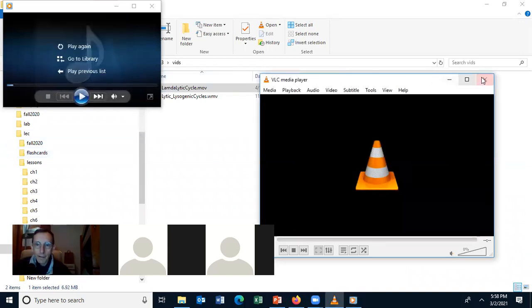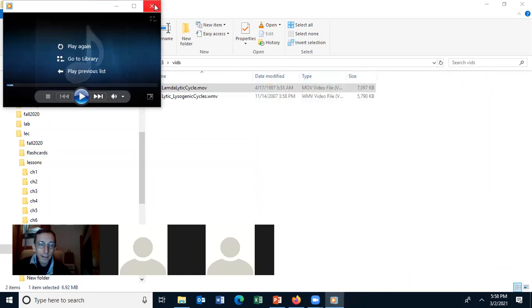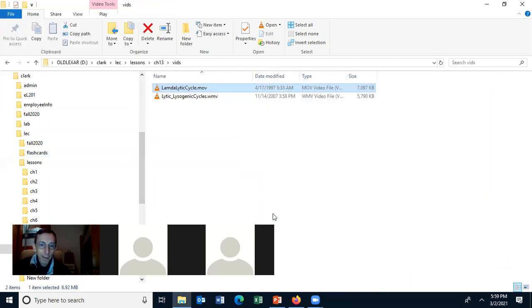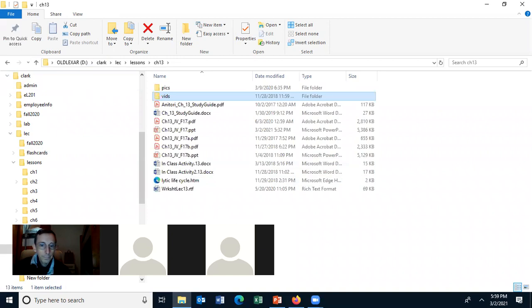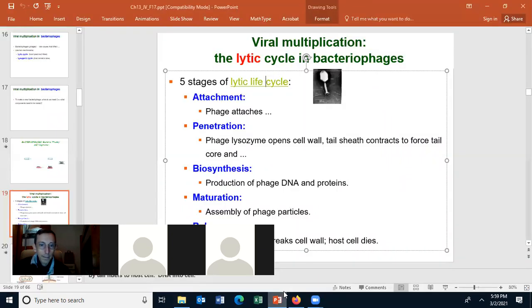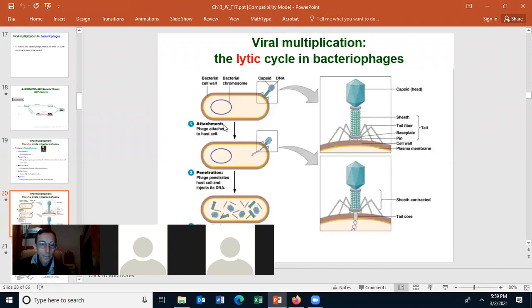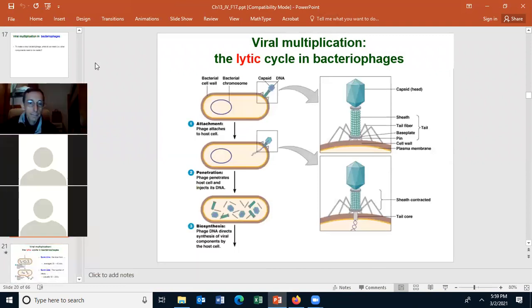Yeah, the number of viruses depends on the species, meaning how many viruses are released, and so we won't go into that. All right, let's go up one. Let's come back to my slideshow. Move that over to the side.